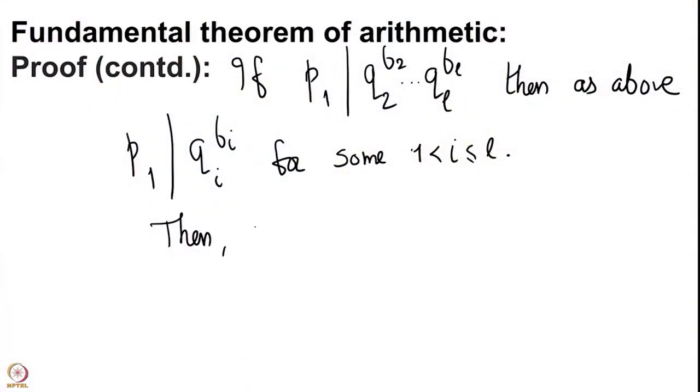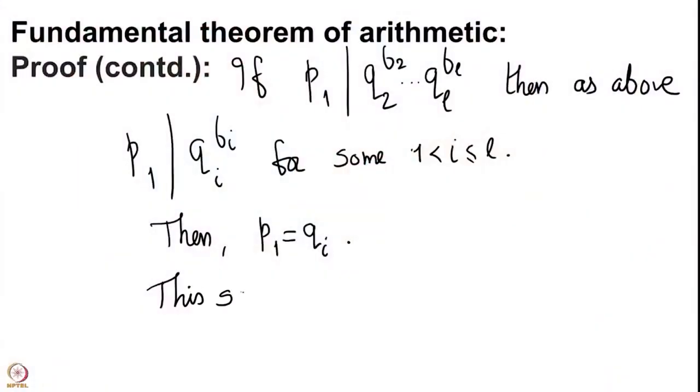By doing this finitely many times, ultimately we reach that P1 must divide Q2 power B2 or Q3 power B3 or QL power BL, all the way. It should divide one of the Q power B. But then, as we have seen in the previous case, P1 will be equal to that particular QI, because P1 must divide QI, and P1 being a prime is bigger than 1, QI being a prime cannot have any non-trivial factor, so P1 must be equal to QI.